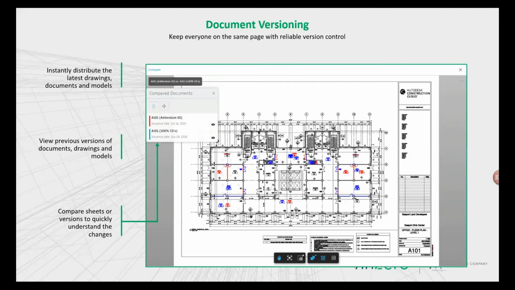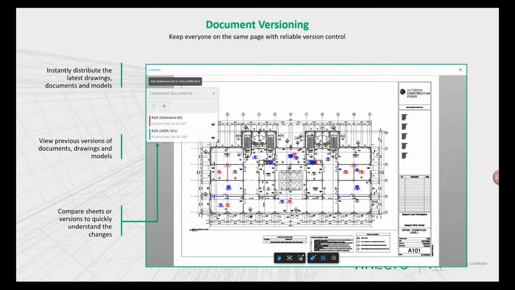Okay, so document versioning is super important. It keeps everyone on the same page with the most reliable version controls, and it means that all users have the ability to access the latest version of all of the designs, all of the documentation, in an attempt to reduce the amount of rework you need to do and ensure that the project is as profitable as it can be.